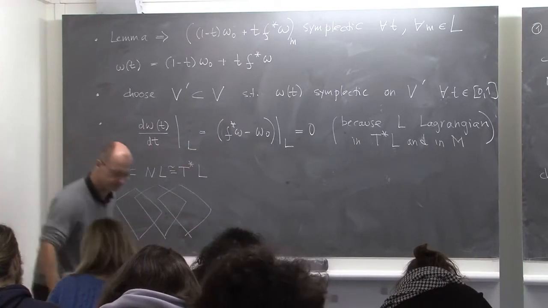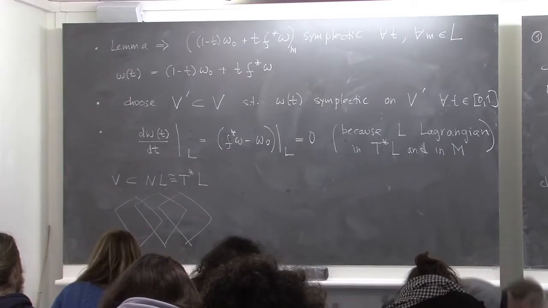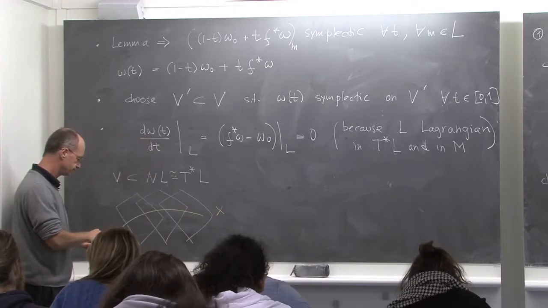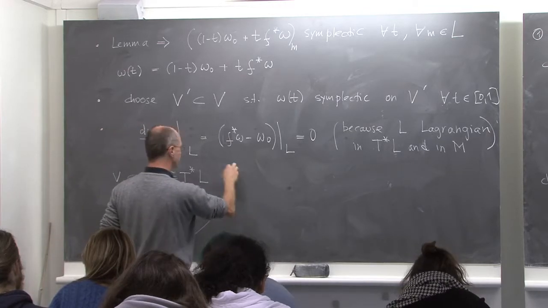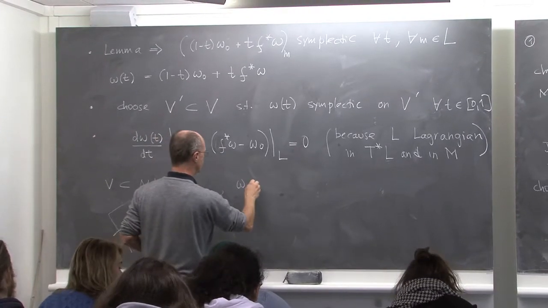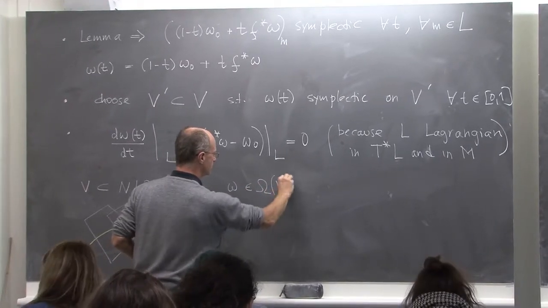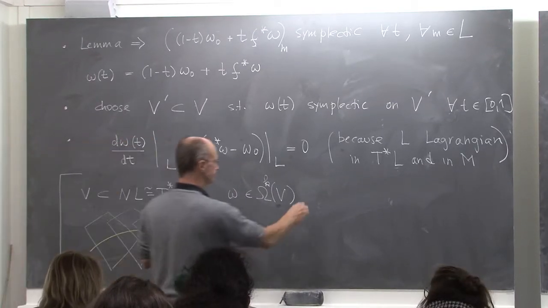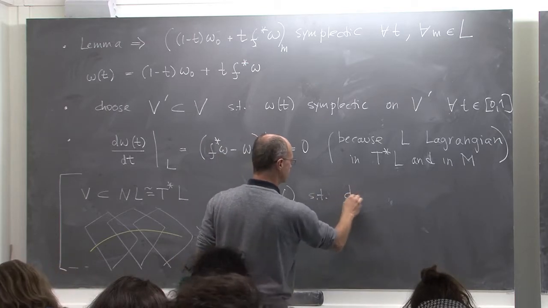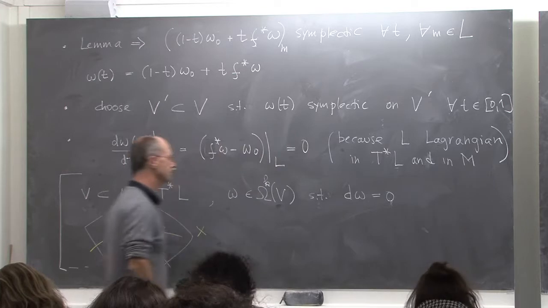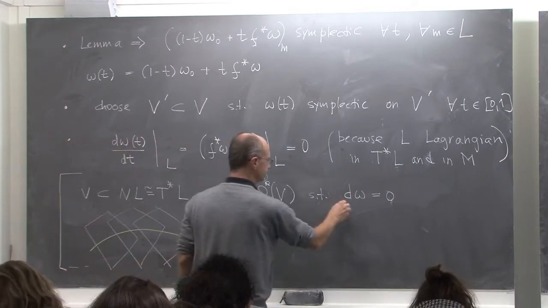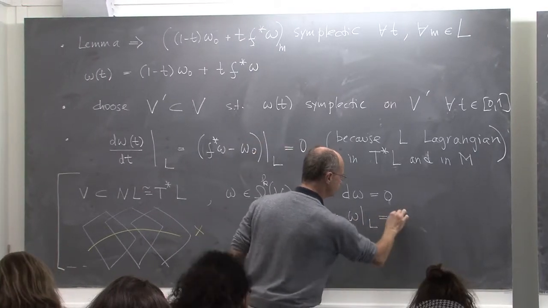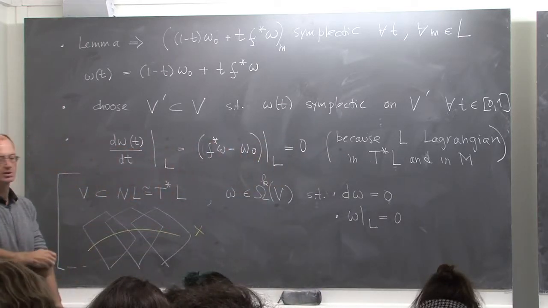Here inside is sitting the zero section. And we have a differential form omega, let's say omega k of v, such that d omega is equal to 0. And omega restricted to the 0 section is also 0.